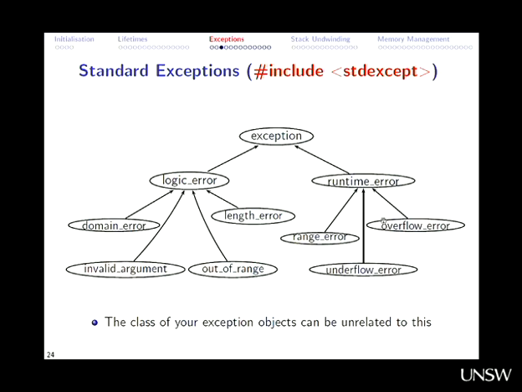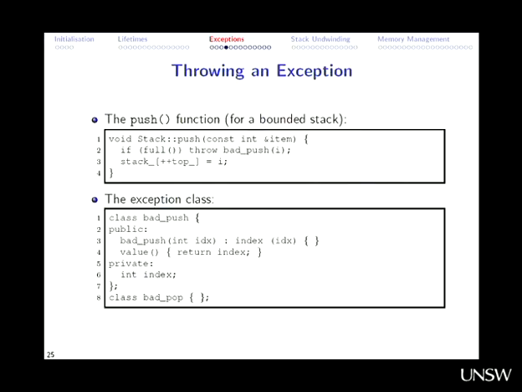A runtime error might be like an overflow error. Something's overflowed. That might not be a problem in logic. That might be a case where you've got a buffer that's either underflowing or overflowing. You've got something weird going on. That's a runtime exception. Okay? And so to throw an exception, here's an example. We've got a function called push, which is pushing something onto a stack.